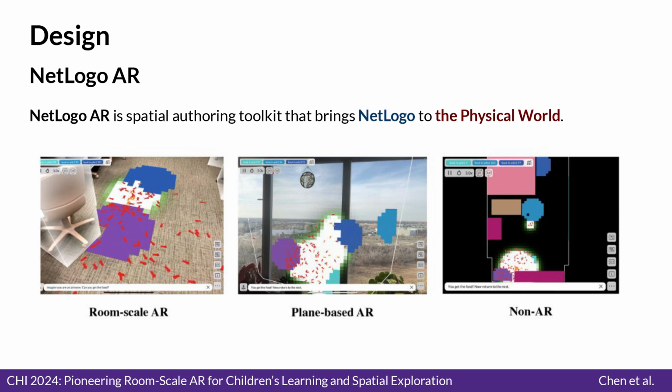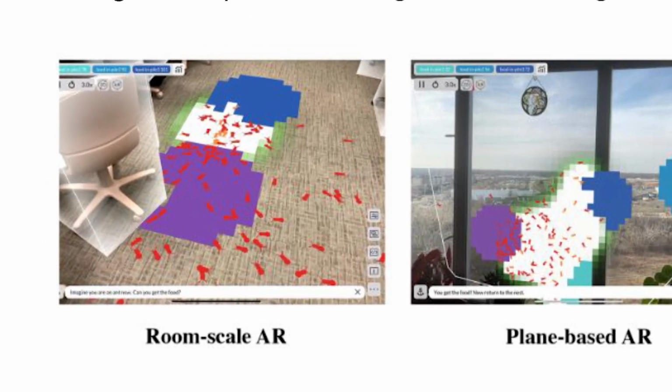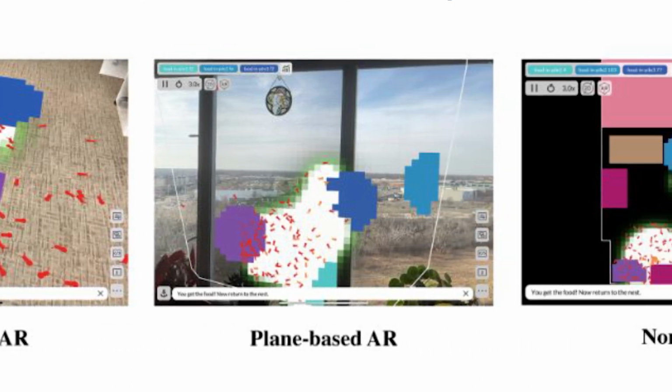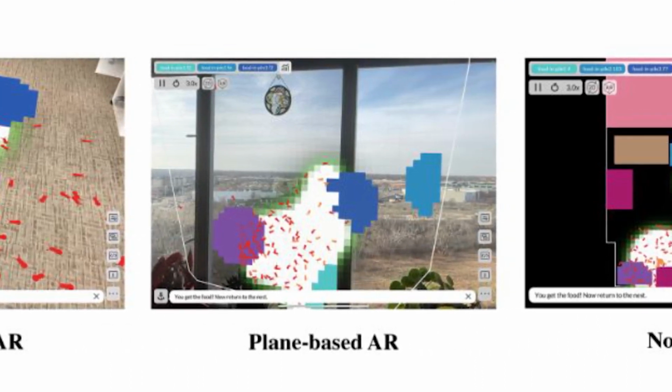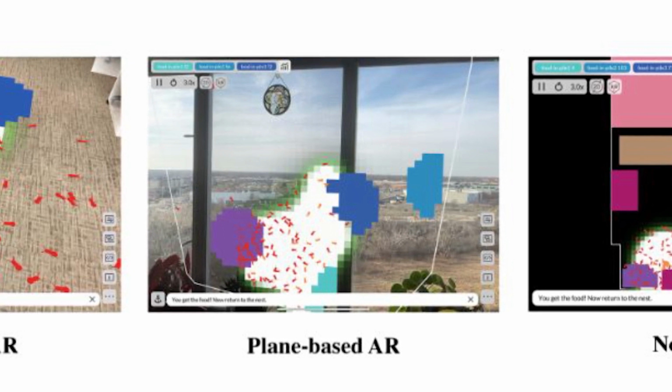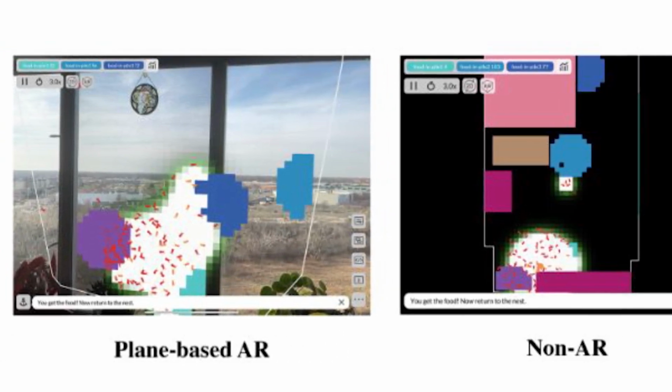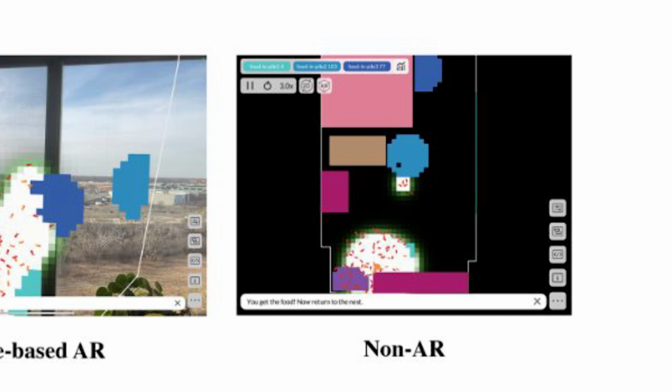It currently supports 3 modalities. In room-scale AR, the virtual world is projected inside a room, and the NetLogo program has information about its spatial properties. For example, in the first figure, the ants know where the chairs are and cannot move into them. In plane-based AR, we project the virtual world on a real-world plane, such as a window, a wall, or a table. In non-AR, we represent the real world in a map-like pattern. In the third figure, each colorful block represents a real-world object, and each line a wall.